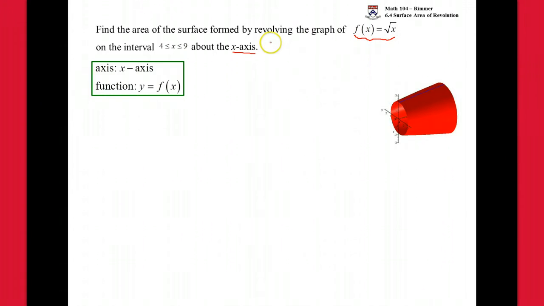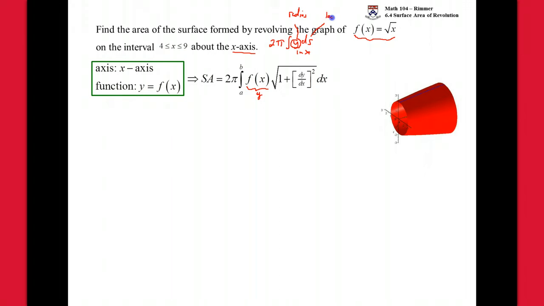Because we're going about the x-axis, we have 2 pi times the integral of y ds. But we're in x, so this can't stay as a y. We replace it with f of x. Okay, y is the radius when you're rotating about the x-axis, and ds is that length. Okay, so now we need to take the derivative. This is y prime.